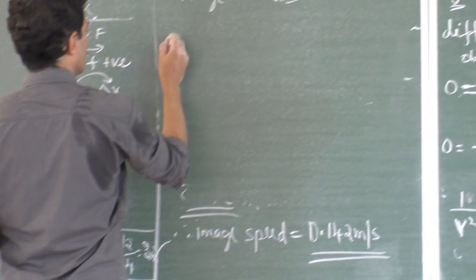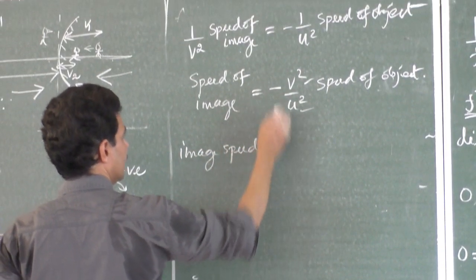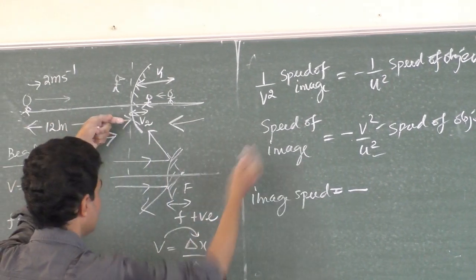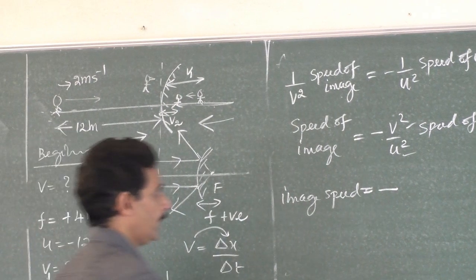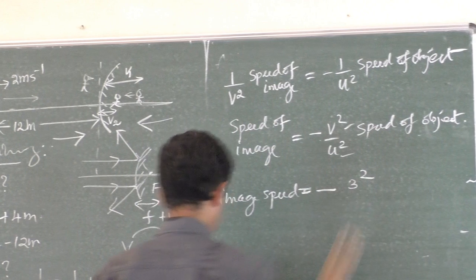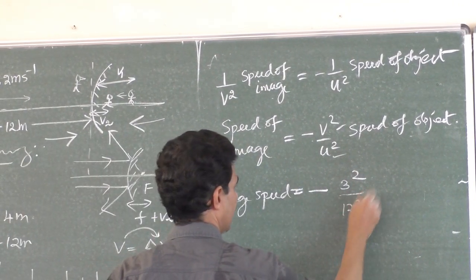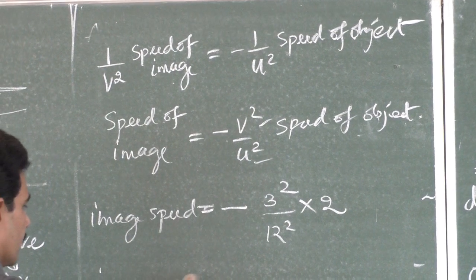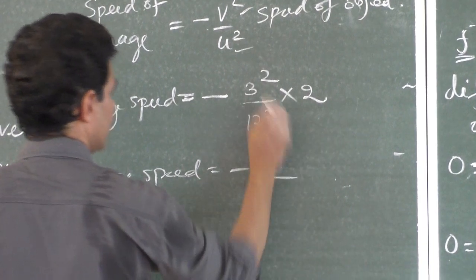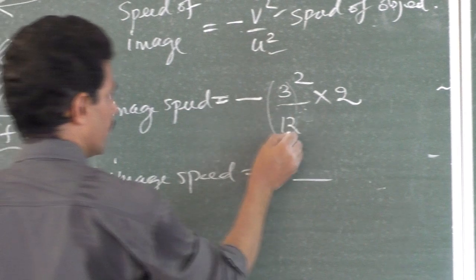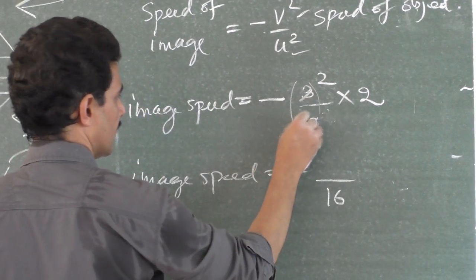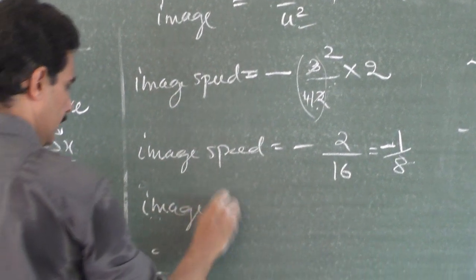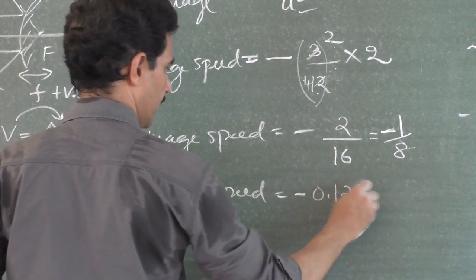Speed of the image. So image speed is equal to, and we are finally retained with a negative sign. Very simple. Why it is negative? When the object is coming in the positive x-axis, image is coming in the negative x-axis. So it is in the opposite direction. Minus of v square, 3 square, image distance square, divided by object distance square, 12 square, into speed of the object, given 2 meters per second. So what is the image speed? Minus 9 by 144, that is 1 by 16, which is 3 by 12, 1 by 4 whole square, into 2. This is 1 by 8 with a minus sign. So what is image speed? Image speed is minus 0.125 meters per second.